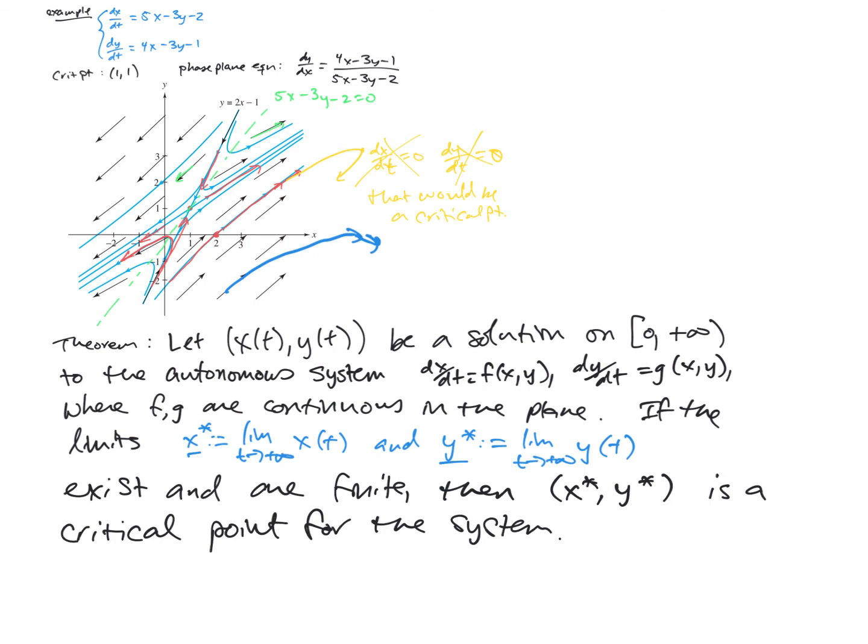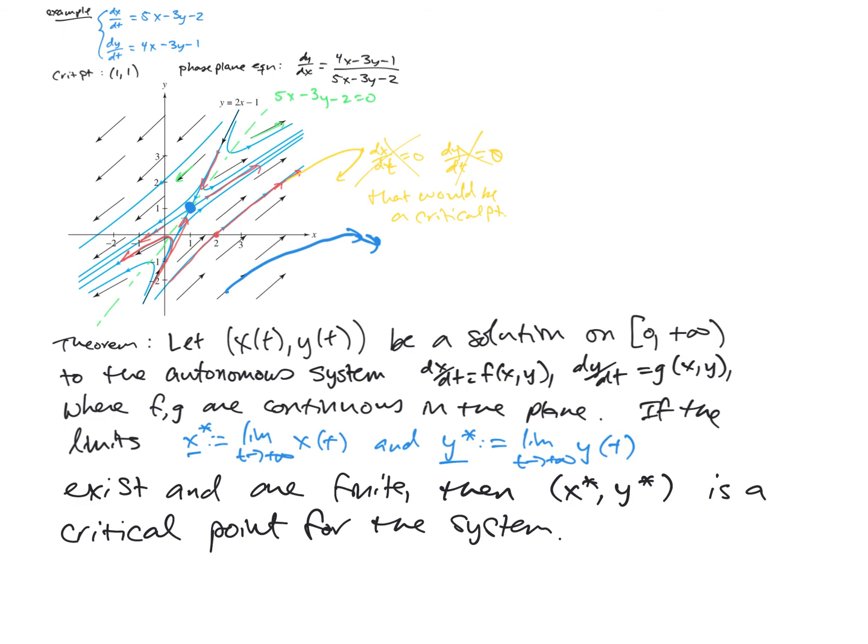So if your path isn't heading, like in our example up here, we knew that we only had one critical point at 1, 1. And so that means that any path that isn't heading towards 1, 1 has to be heading off to infinity. That's what this theorem tells you.